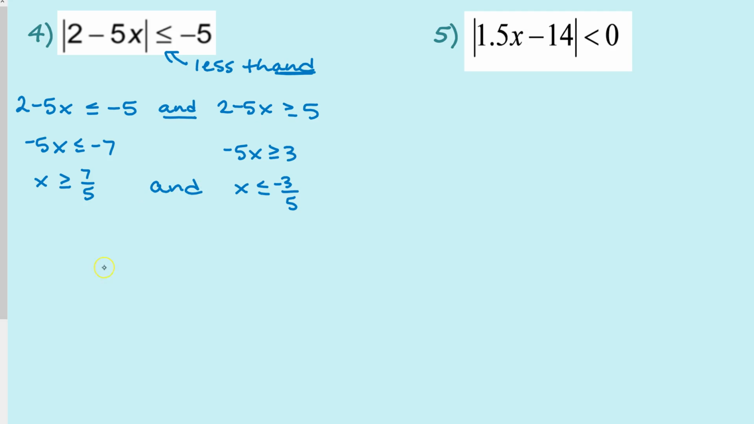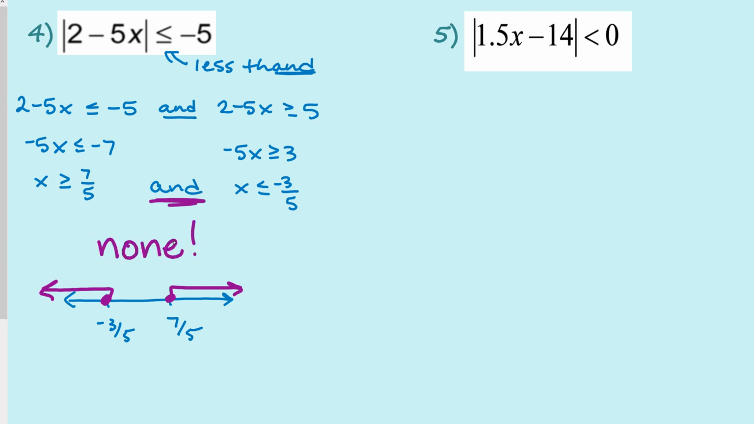Okay, let's picture this. We're looking at numbers that are both less than or equal to negative 3/5 and greater than or equal to 7/5. They have to be both of these things. Which numbers are both of these things? None of them are. There's no overlap, no intersection. So there's actually no solution. You could put empty set.